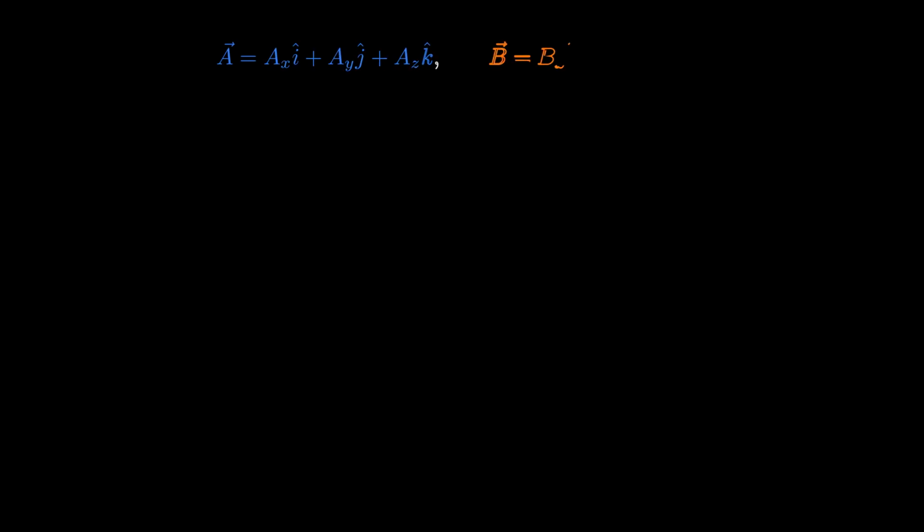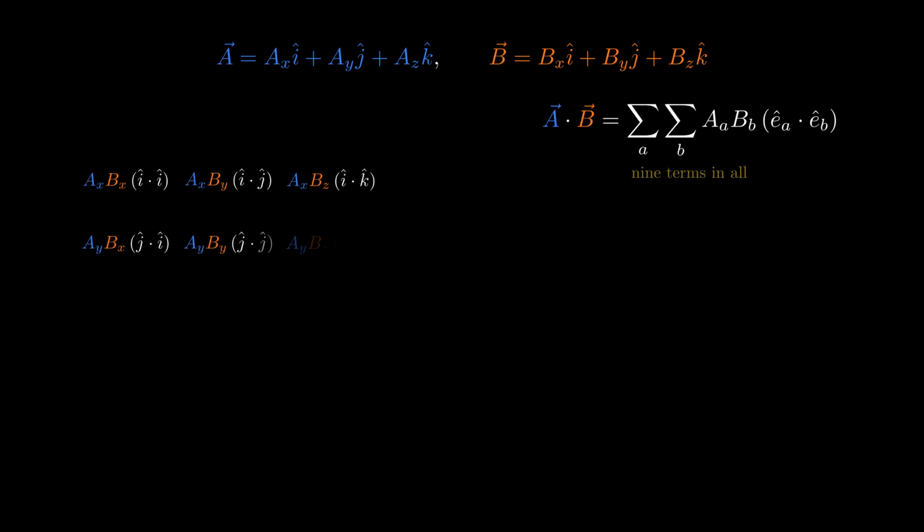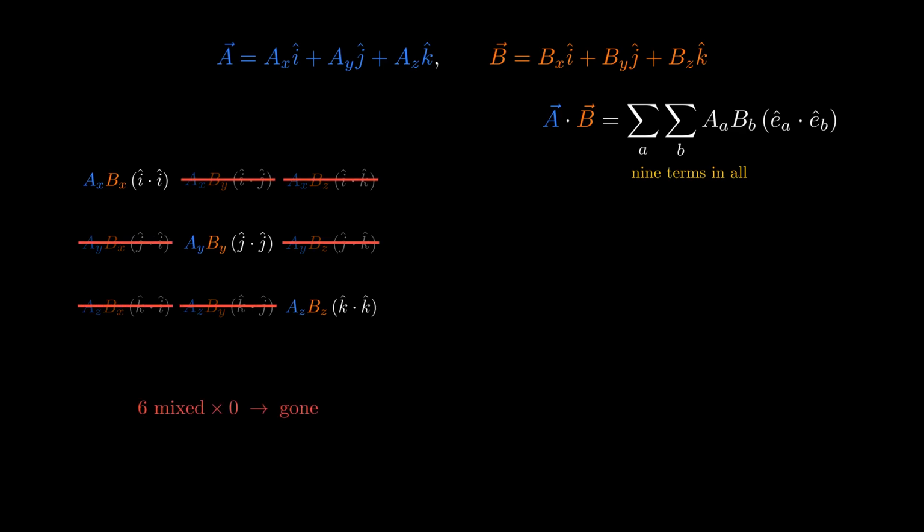Now take two general vectors in components. Vector A equals A sub x i hat plus A sub y j hat plus A sub z k hat, and the vector B is written the same way with its own 3 components. Dot them and distribute the product across every pair of terms, 9 terms in all. Each mixed term carries a unit vector factor, like i hat dot j hat, which is 0, so 6 of the 9 terms die immediately.